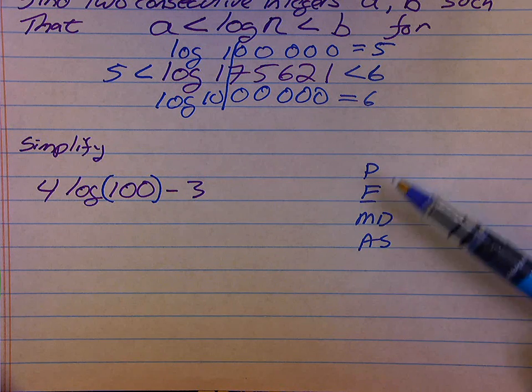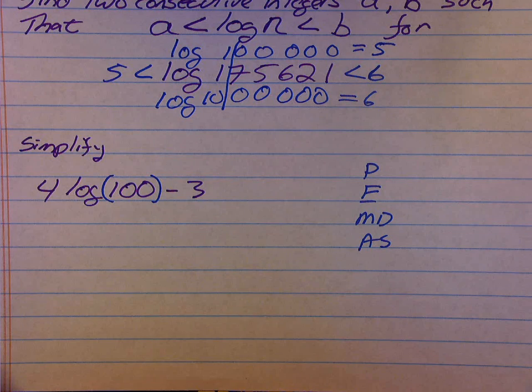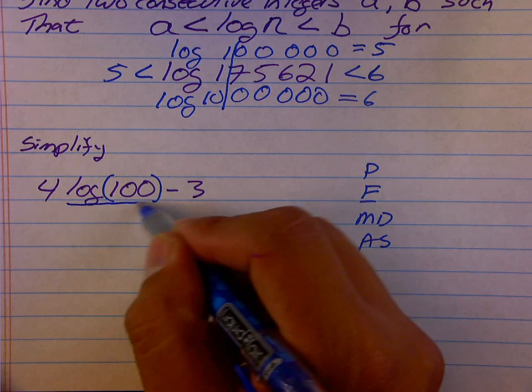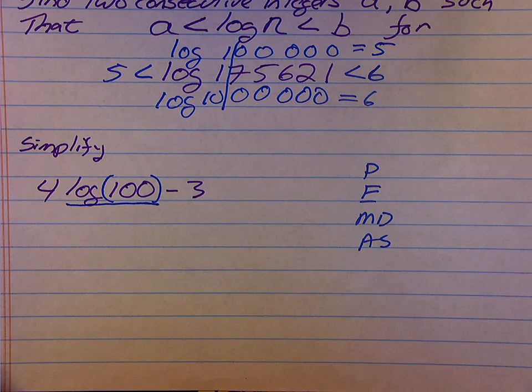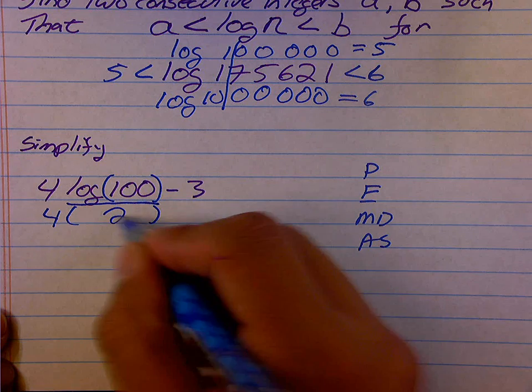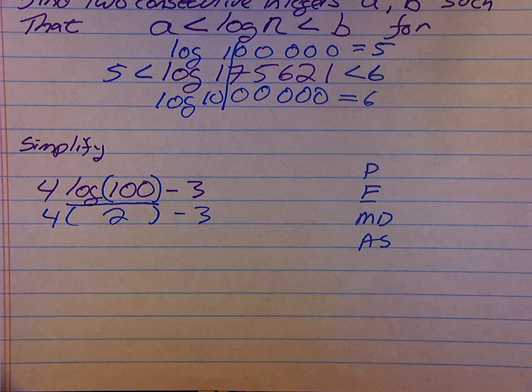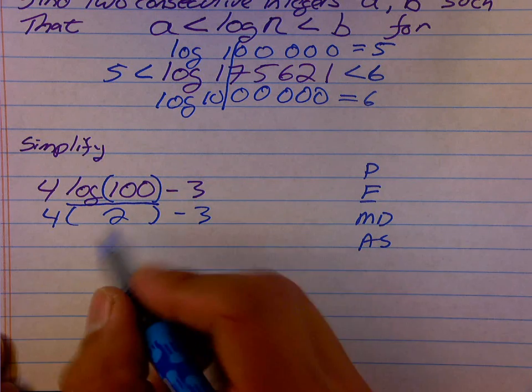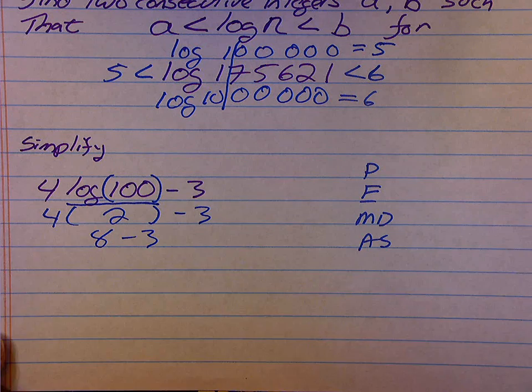This is important because in PEMDAS, I start with my parentheses. So the very first thing I need to do to simplify this is deal with what is the log of 100. What exponent do I put on a 10 to get 100? So this number is 2. And now I continue to simplify. I'm going to do my multiplication and division, then addition and subtraction. So the order of operations doesn't change. You just need to figure out where your logarithms fit into that.